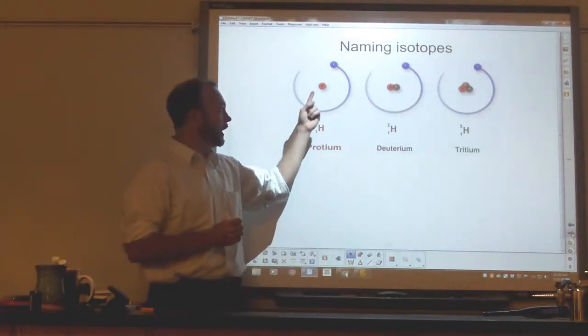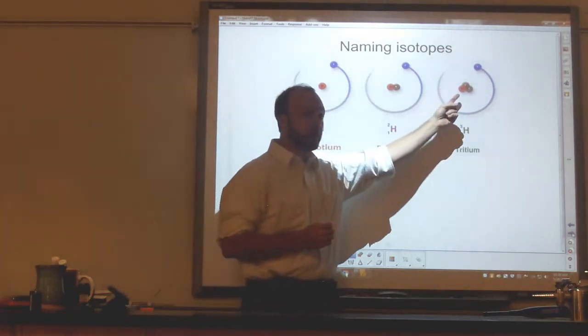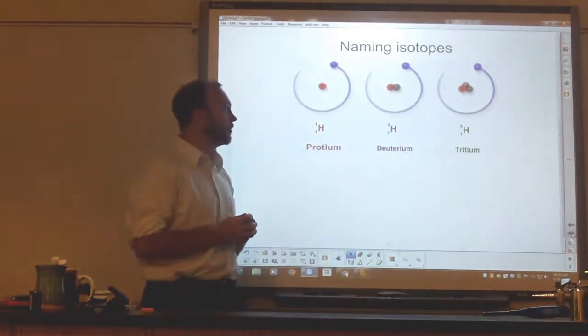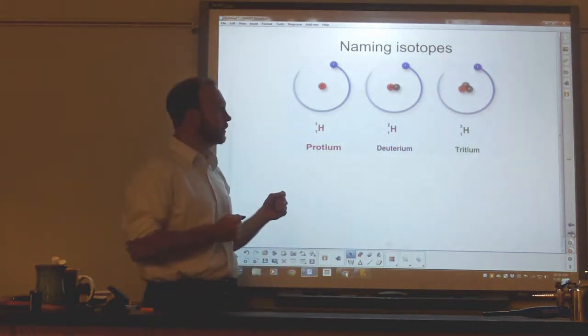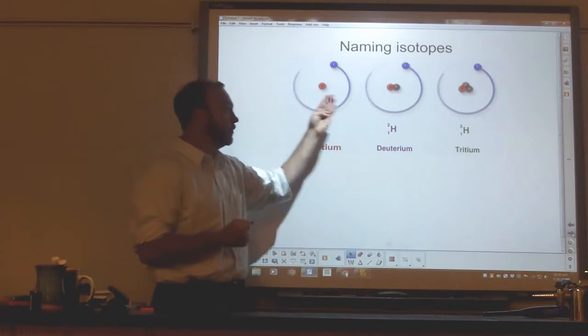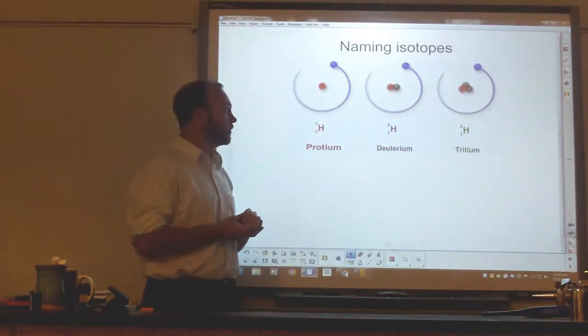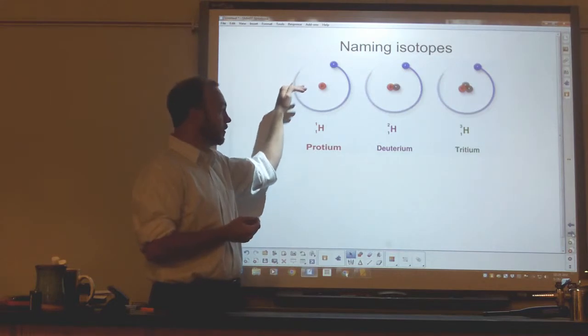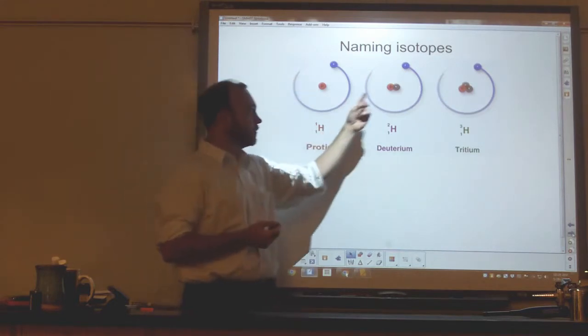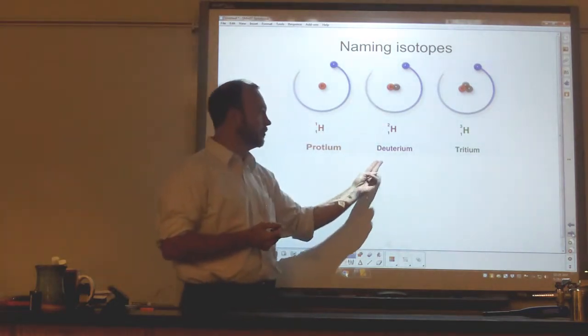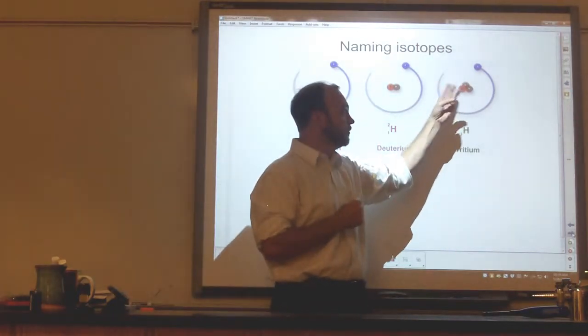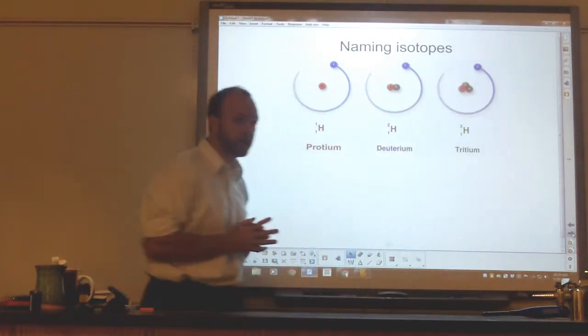Notice we can tell they're all hydrogen because they all have one proton. What's different about them, what makes them isotopes, is they have different numbers of neutrons. This one has no neutrons, this one has one, this one has two. Now the specific names for these: if it just has a proton, it is protium. If it has a proton and a neutron, two things, it's deuterium. If it has a proton and two neutrons, three things, it is tritium.